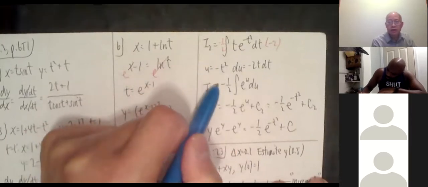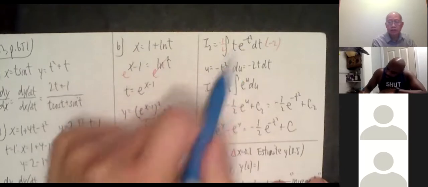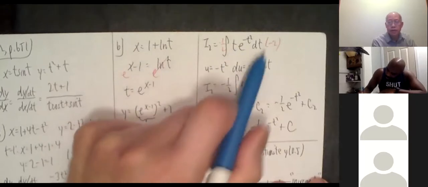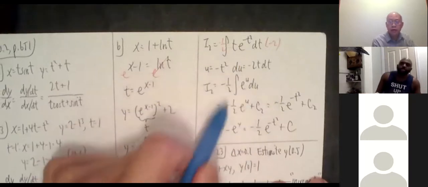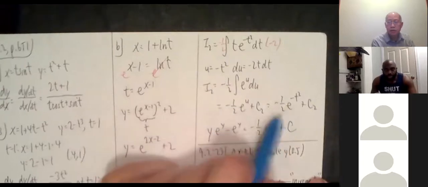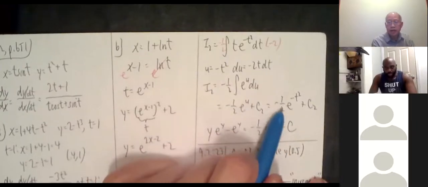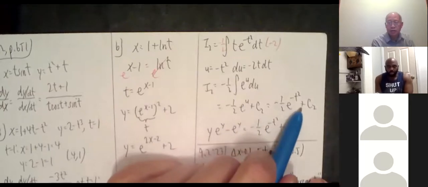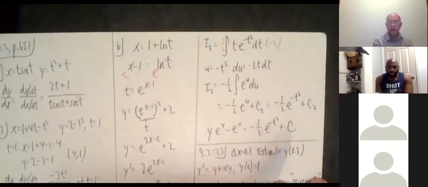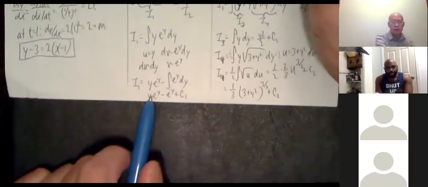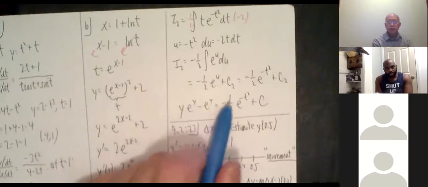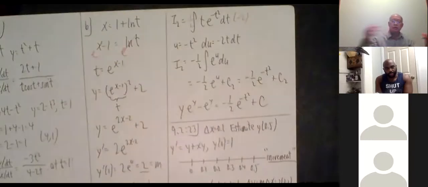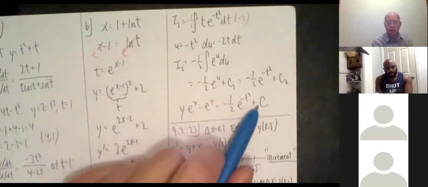So I2 is negative a half integral of e to the negative t squared, which is now e to the u. Negative 2t dt is du. So negative 1/2 e to the u plus c2. Change u back. So negative 1/2 e to negative t squared plus c2. So that's I2. I set it equal to I1. So y e to the y minus e to the y plus c1 is equal to that plus c2. Just put the c2 and the c1 together and put a plus c.